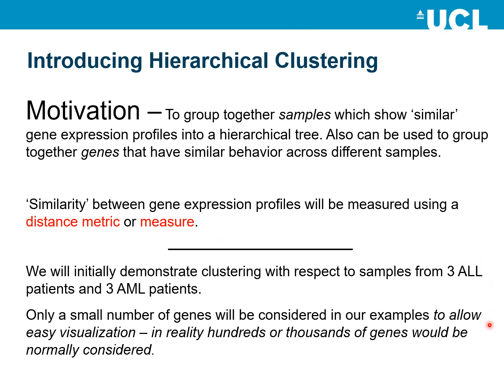We're going to graphically show this with a very small number of samples, 3 ALL and 3 AML patients, and also a very small number of genes. But in reality, you can do this with a large number of samples, and we'll see it with the Golub data where there are 30 samples, and you can do it with thousands of genes.